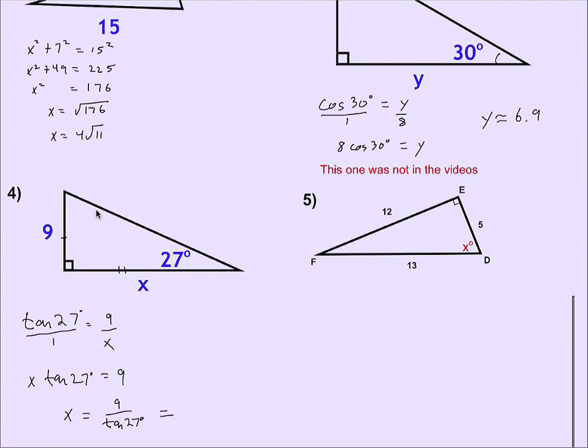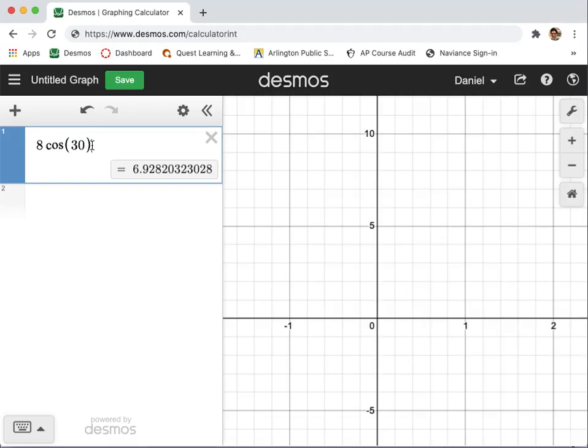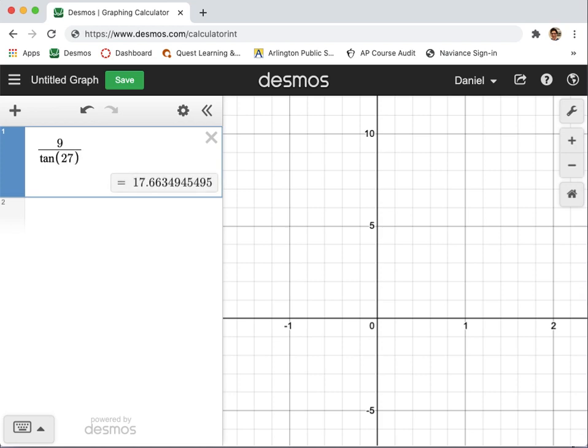And again, you're not supposed to know that off the top of your head. There's no way to calculate that by hand. We'll just type that in. 9 divided by the tangent of 27 degrees. That's 17.7.